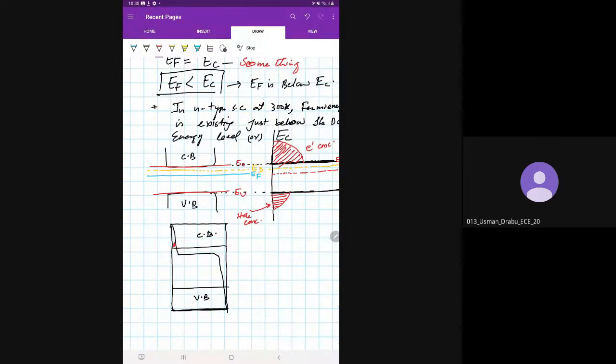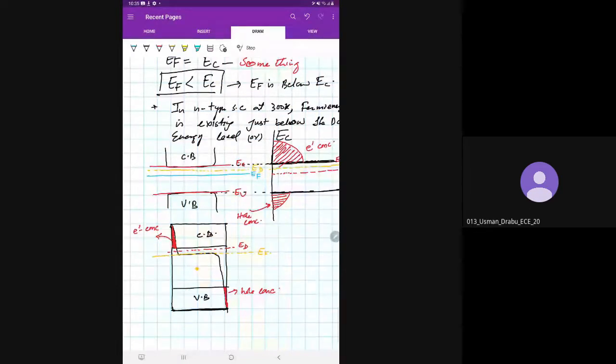The portion here which is shaded with red will determine the electron concentration, and the portion here which is shaded in the valence band using red color shows us the hole concentration. And this level will be the donor energy level E of D, and the yellow one will be the Fermi energy level E of F. And this is the center of the forbidden energy gap. So you can observe that EF is just near the conduction band.